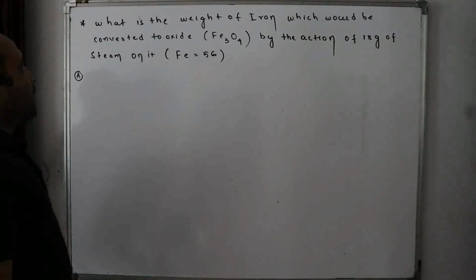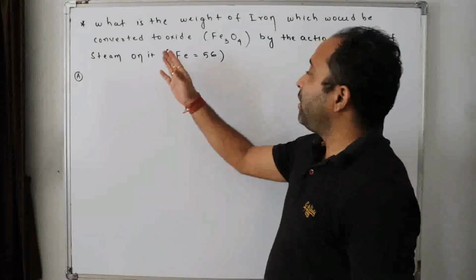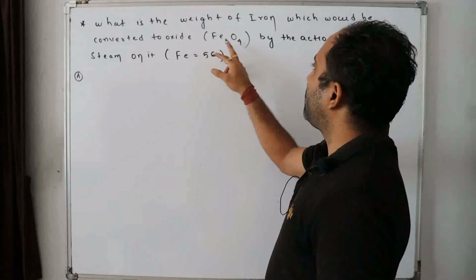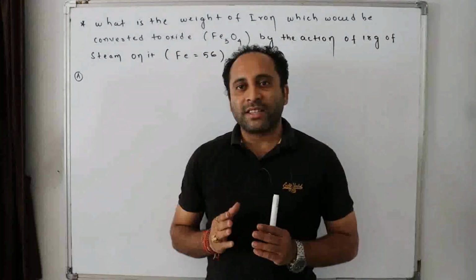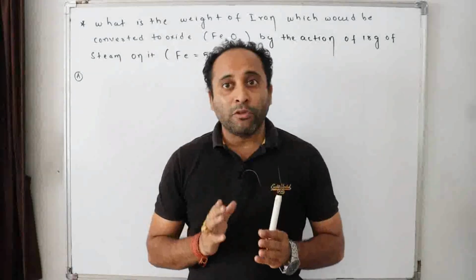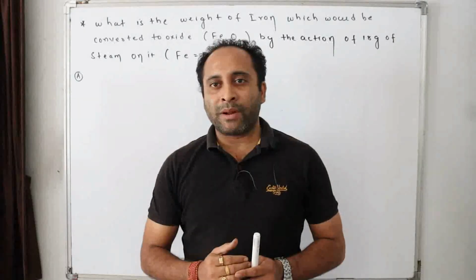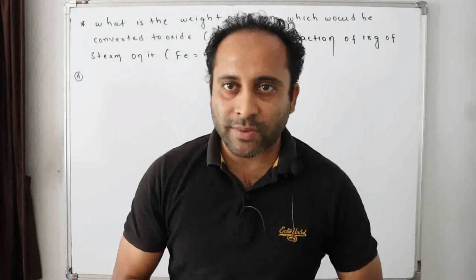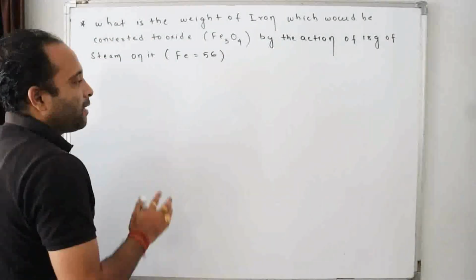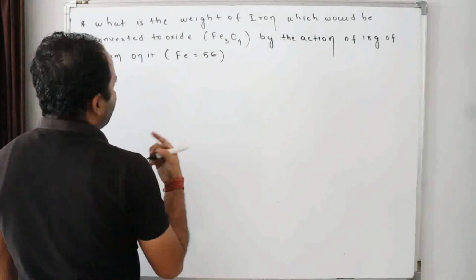Again, one more question. What is the weight of iron which would be converted into oxide Fe3O4 by the action of 18 gram of steam on it? Again, I will say, you are small kids, you are not up to inorganic chemistry, so you don't know the reactions. I will help you to remember these reactions now. Once inorganic is started, you can cross these questions easily. Now I will just go for the calculations for you and the reactions from my side.